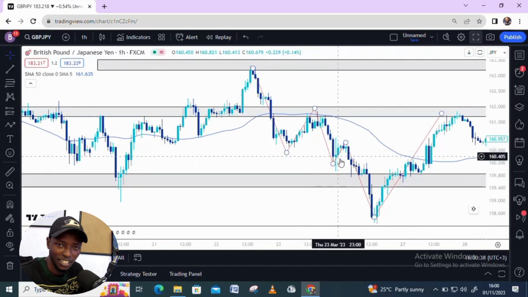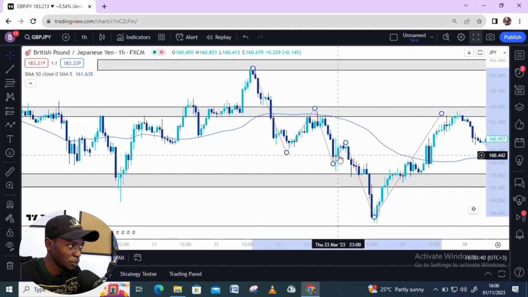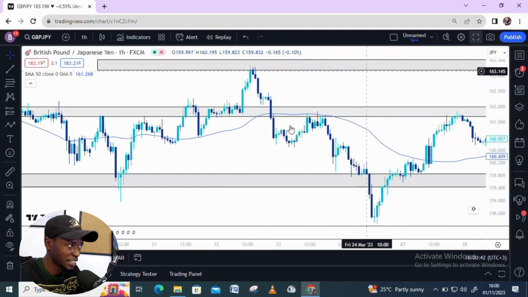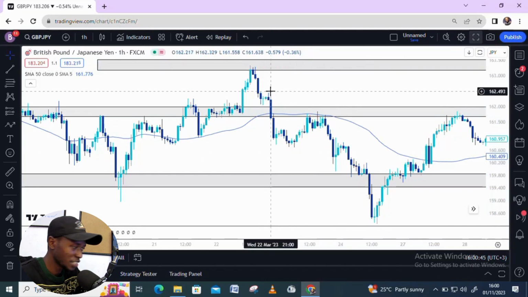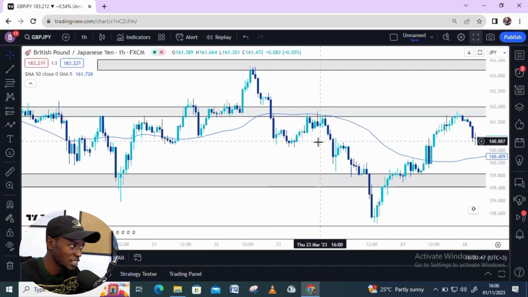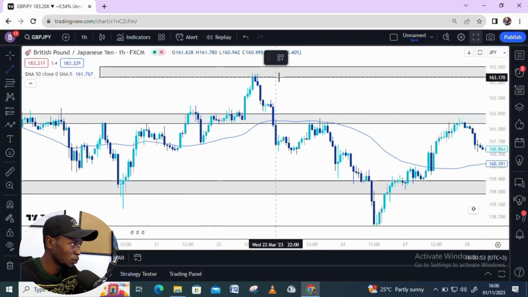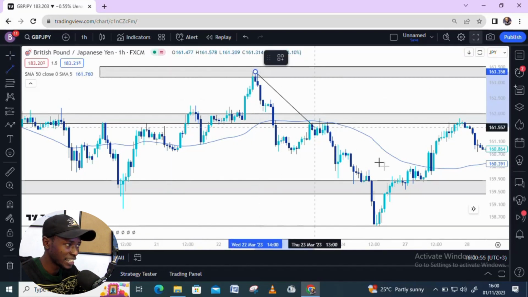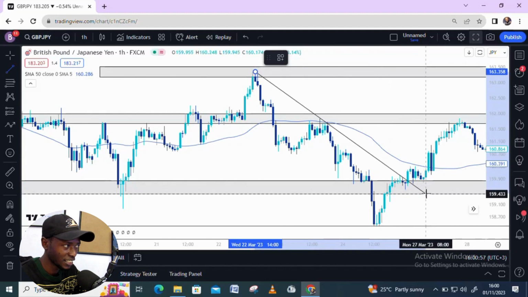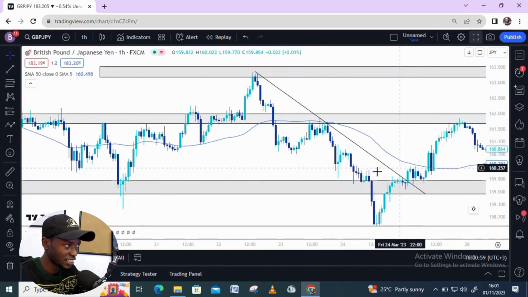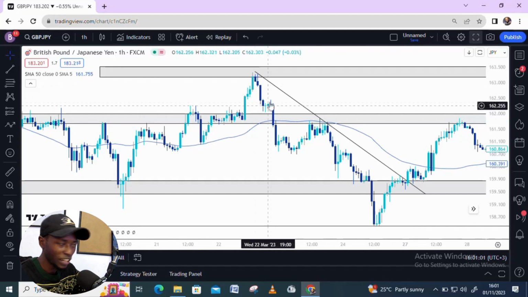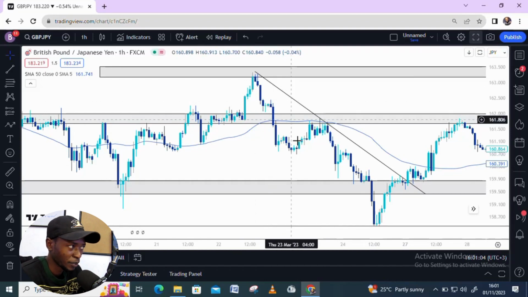So for our first strategy, you first identify a market that is causing a series of lower lows and lower highs. This is the example. Then you use the trend line tool. This is the trend line tool. You identify the trend. So that is our identified trend.